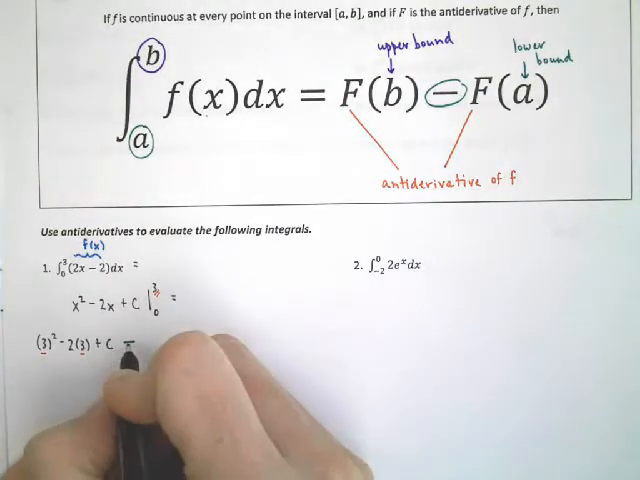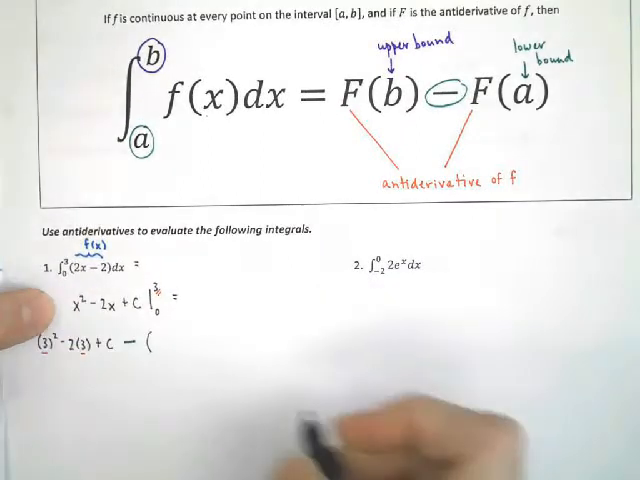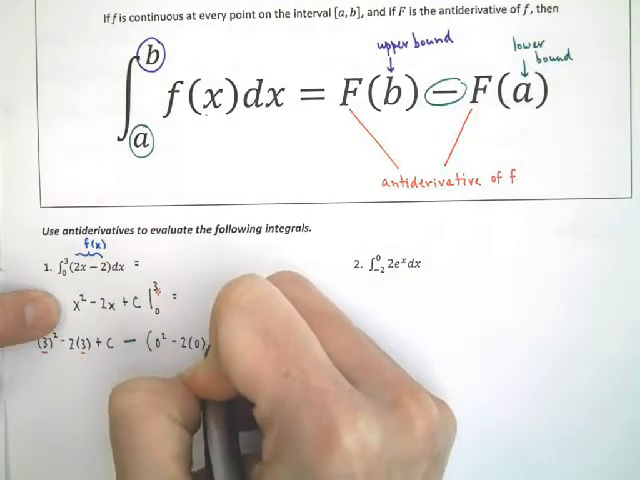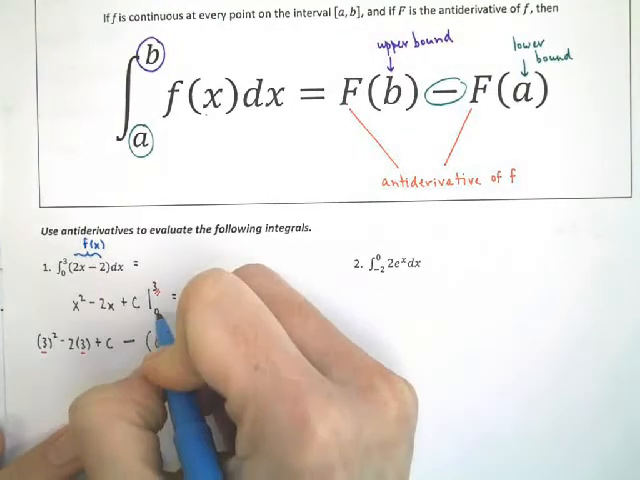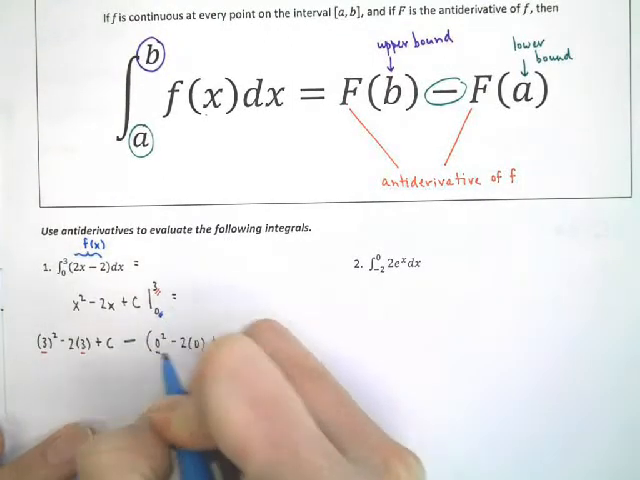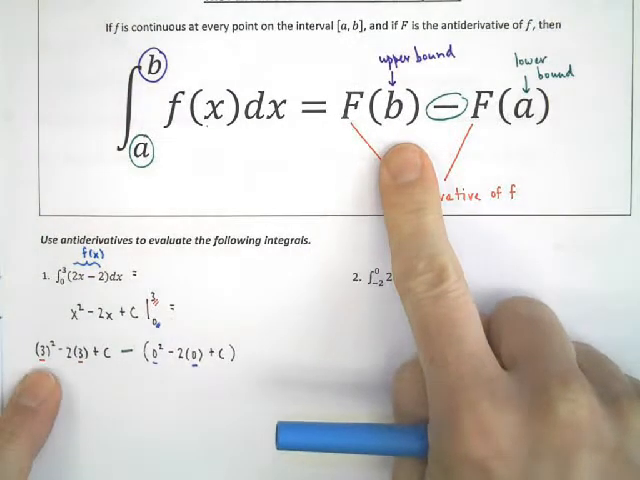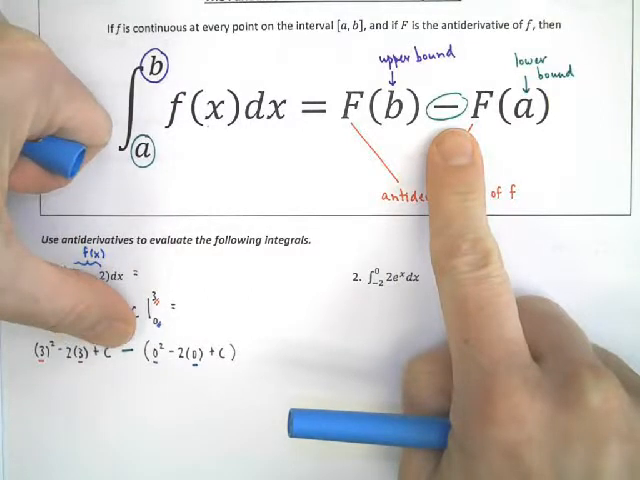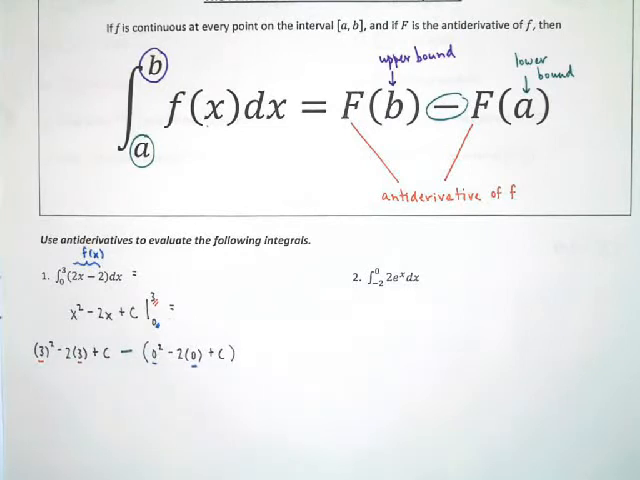So I'm going to use parentheses here because I have a minus. Those parentheses are really important. So now I'm going to substitute 0. So minus 0 squared minus 2 times 0 plus c. And again, the 0 came from now we're evaluating at the lower bound. So you can see how this matches here. My antiderivative evaluated at my upper bound minus, our minus is here, my antiderivative evaluated at the lower bound. And now we just need to simplify that stuff.